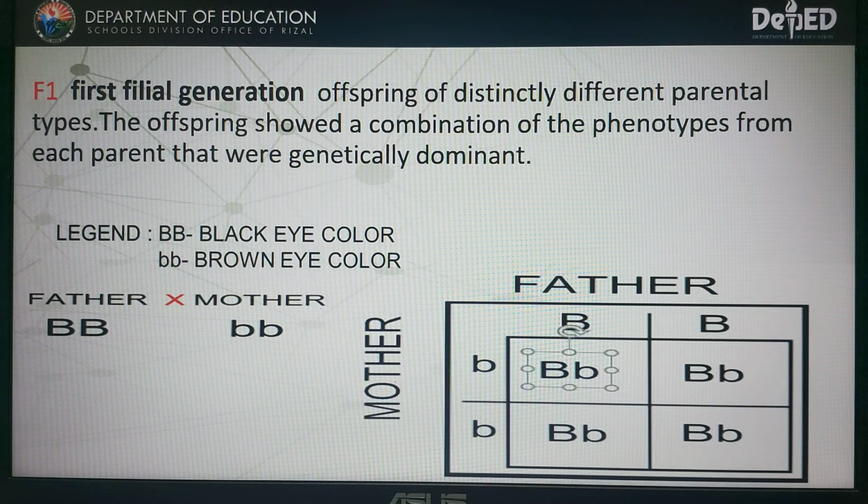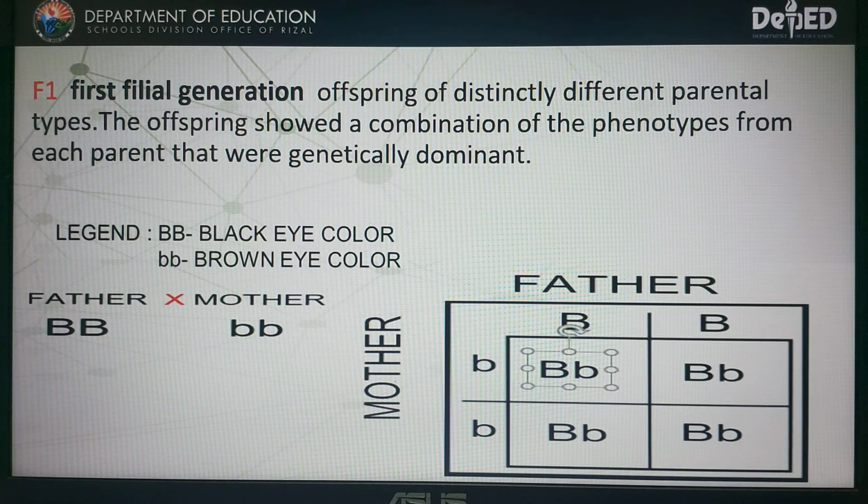Pag sinabi nating first filial generation, it is an offspring of distinct different parents type. The offspring show a combination of phenotypes from each parent that were genetically dominant. For example, nag-cross tayo ng dalawang magulang, nanay at tatay. Capital B, capital B stands for black eye color. Small b, small b stands for brown eye color.